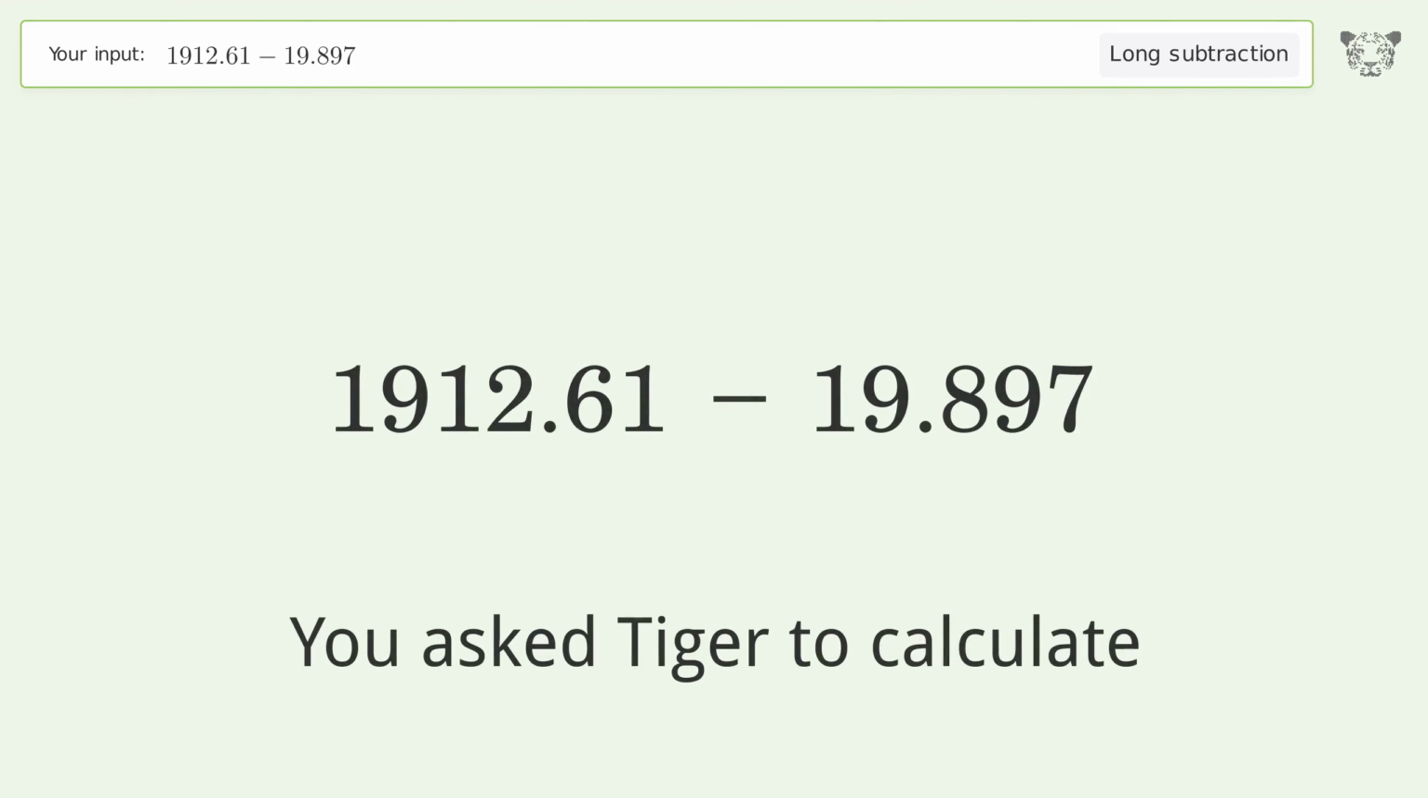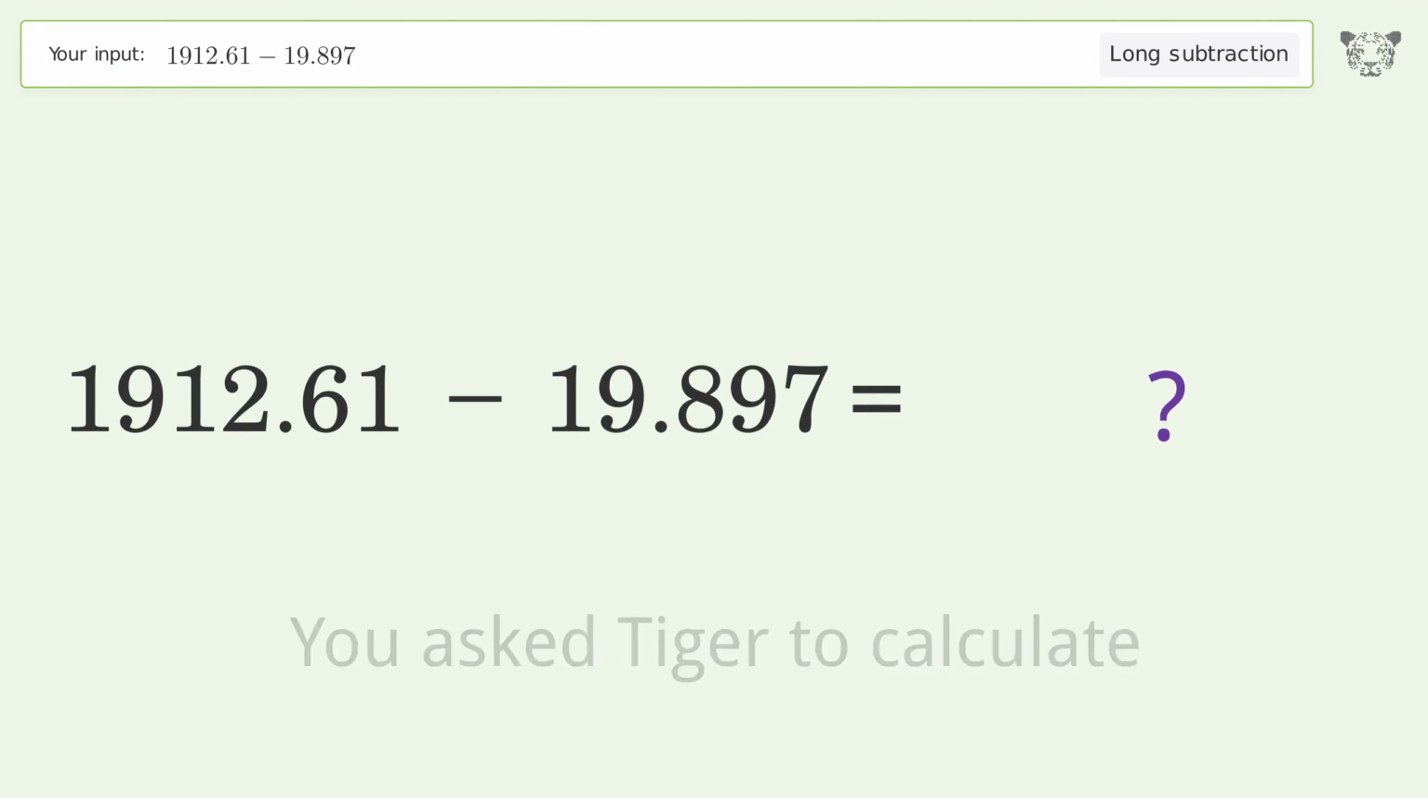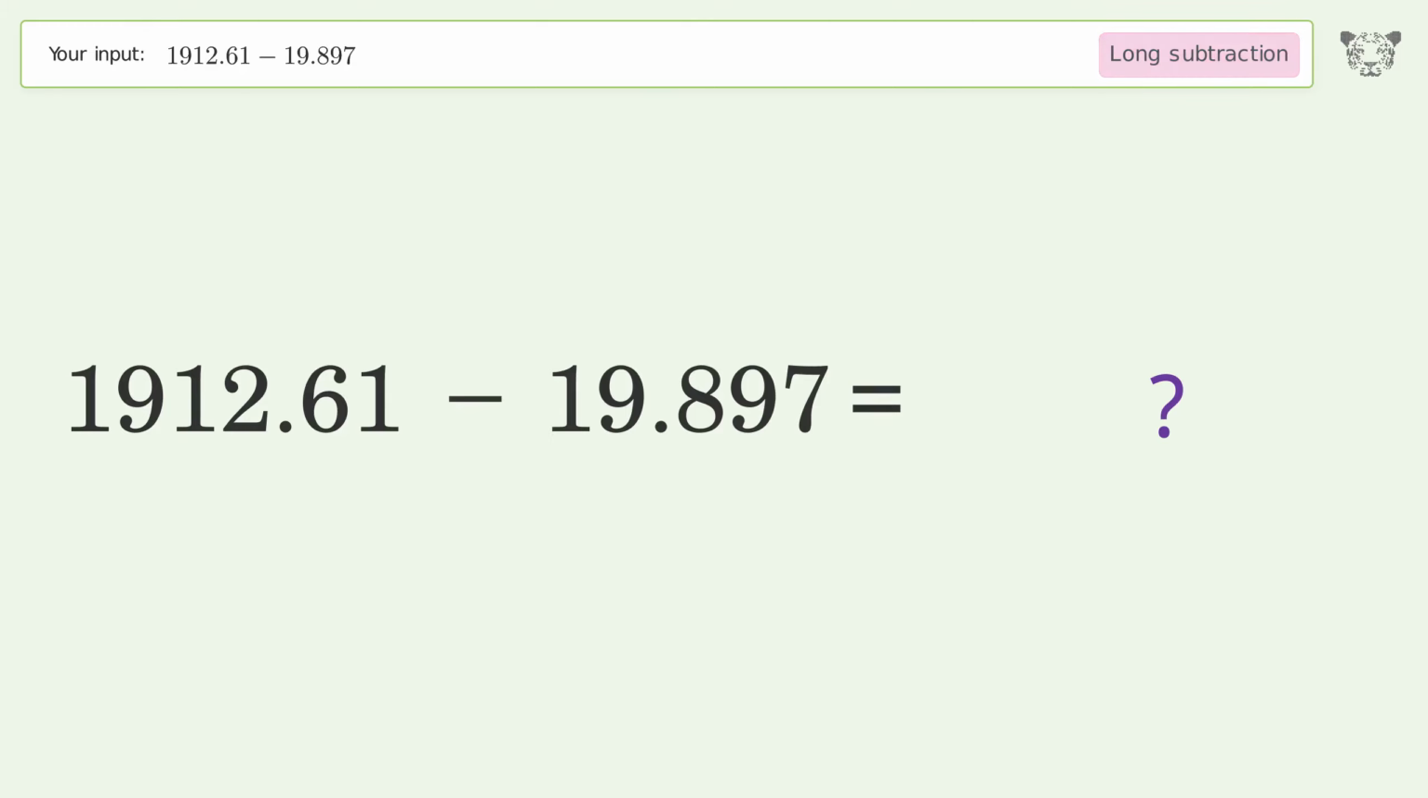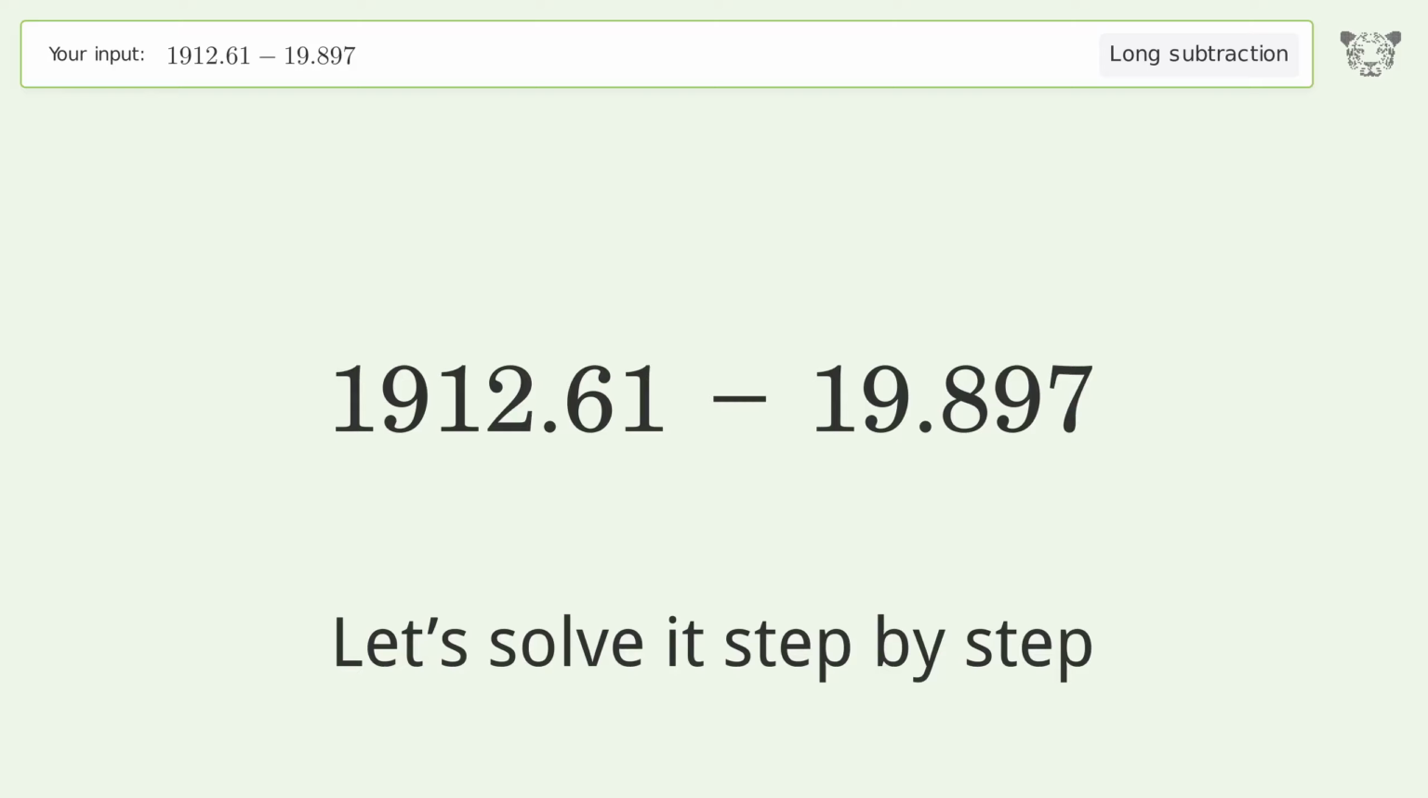You ask Tiger to calculate. This deals with long subtraction. The final result is 1,892.713. Let's solve it step by step.